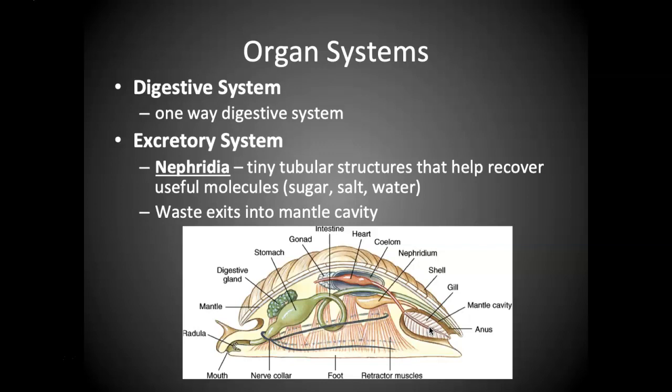Okay, the digestive system, if you remember back to our sponges, all they had was an opening. Food would go in and then it would exit out. Same with our jellyfish, okay, and our sea anemones. Now we actually have a one-way digestive system. We had this with our flatworms, our roundworms. And so food would go in through the mouth and then it will exit out the anus on the other end.